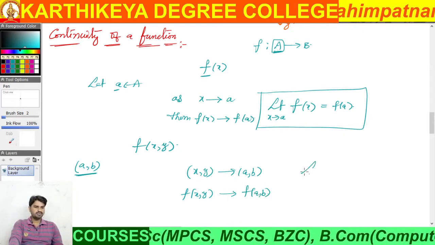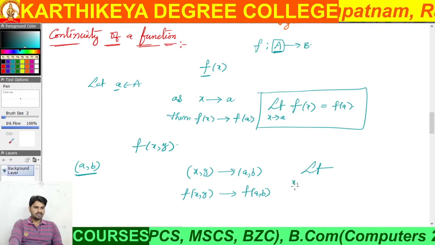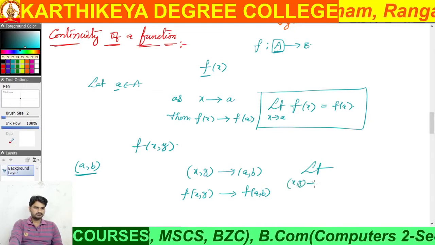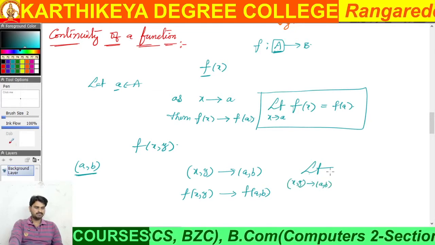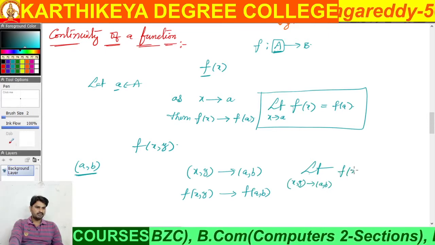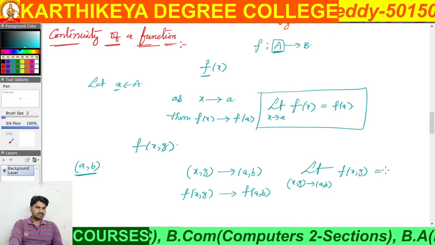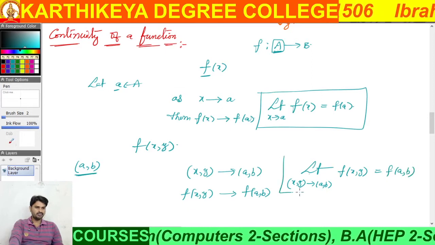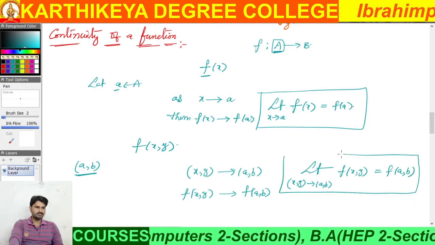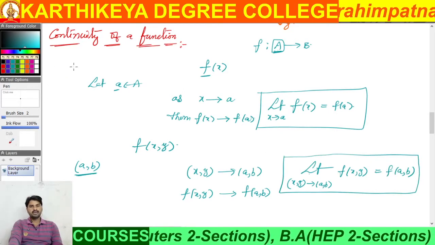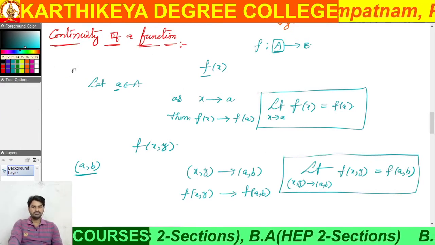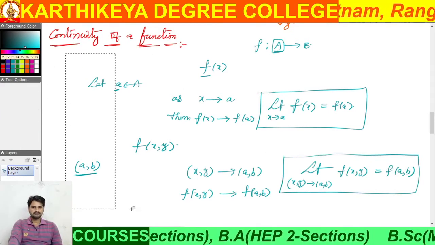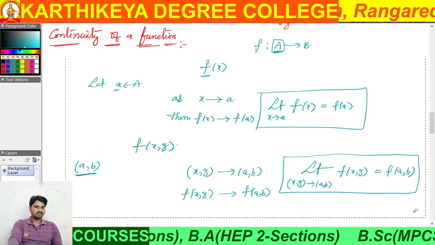So this can be written as the limit as xy tends to ab of f of xy is equal to f of ab. This is the continuity of a function in two variables. Okay, now I am going to write the definition of the continuity of a function. Students, so let me write.